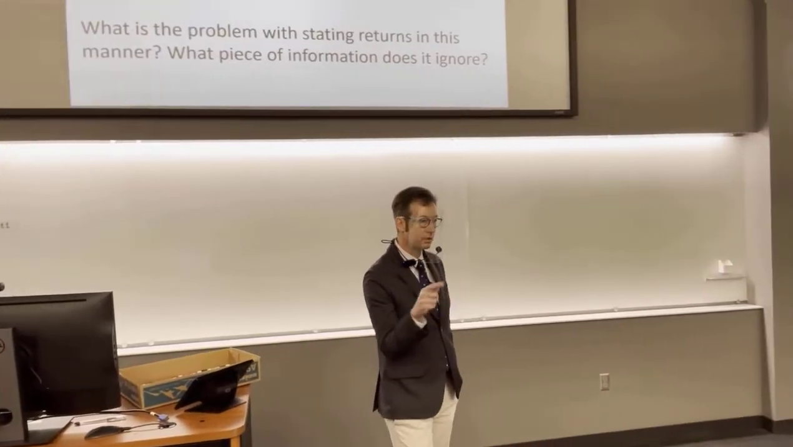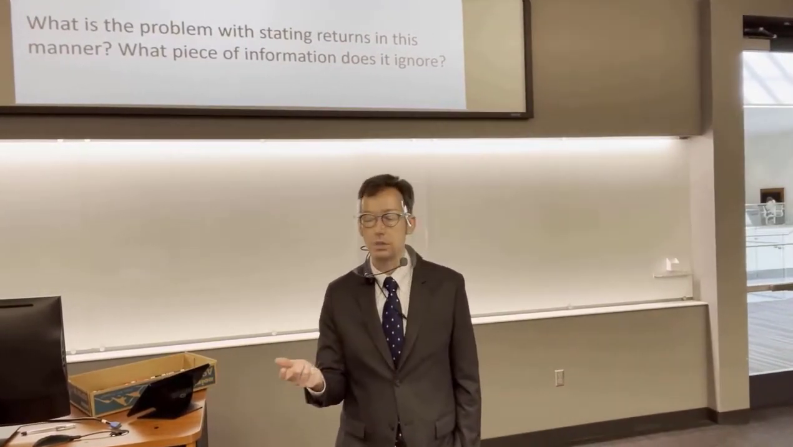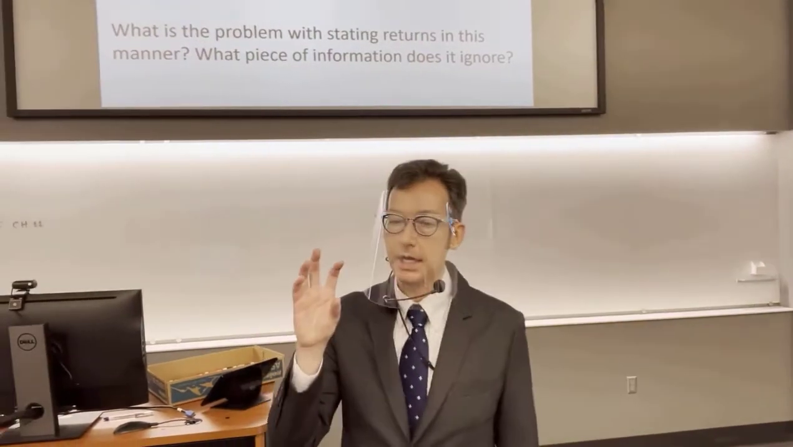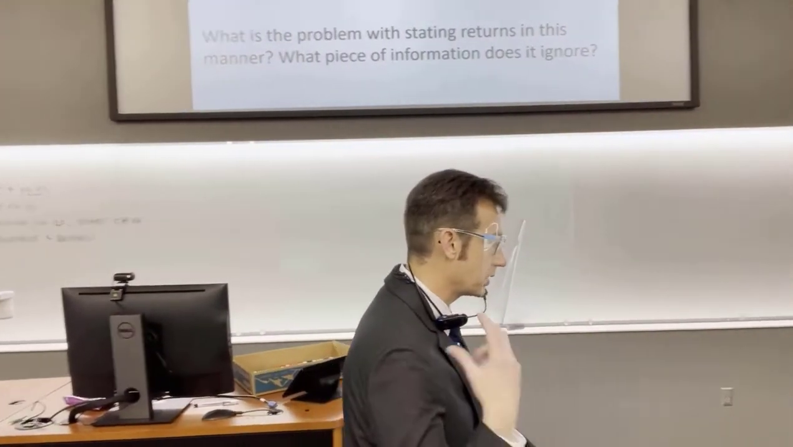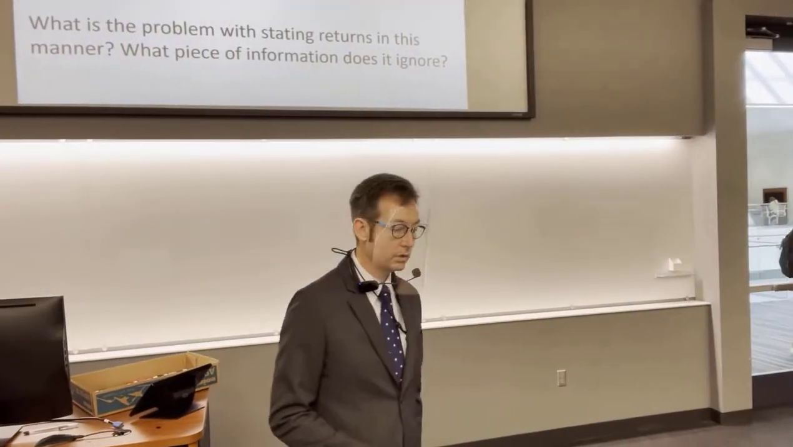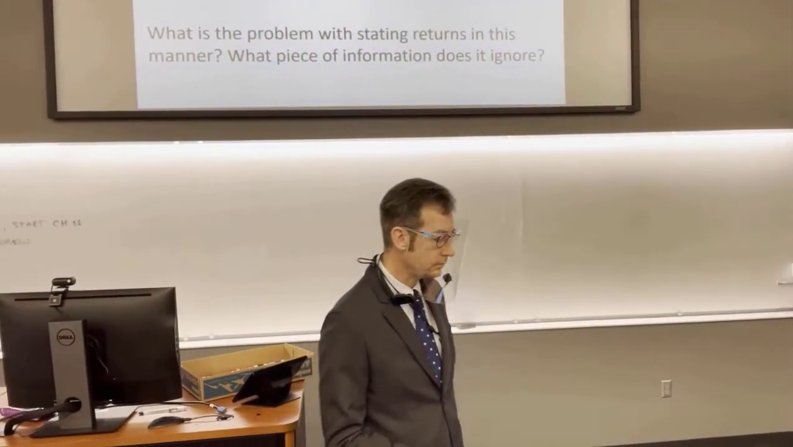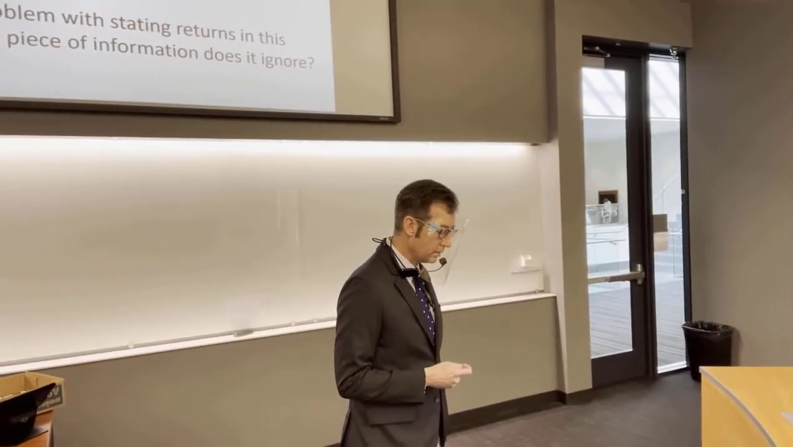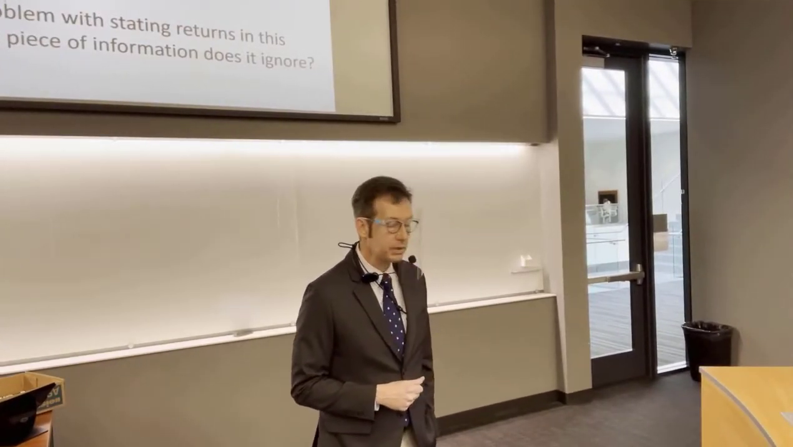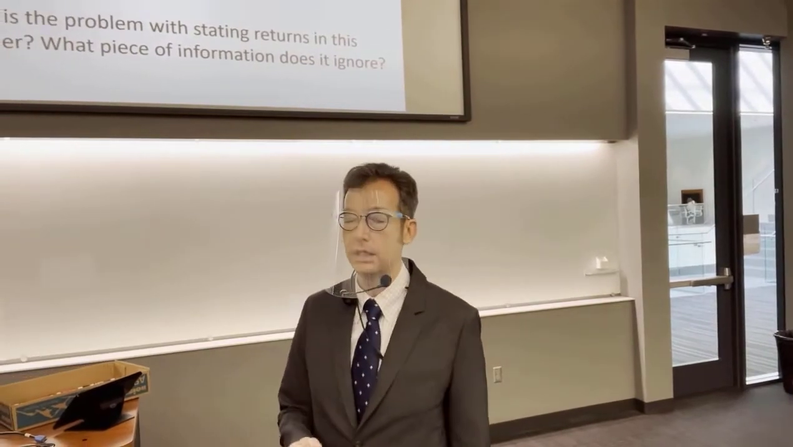We're going to see this over and over again, that total returns are always about adding what you get from the dividends with what you get from the capital gains, whether we're talking in dollars like we are here or in percentages. So here's the problem. What's the problem with stating returns in this manner? What piece of information are we ignoring? Any ideas?